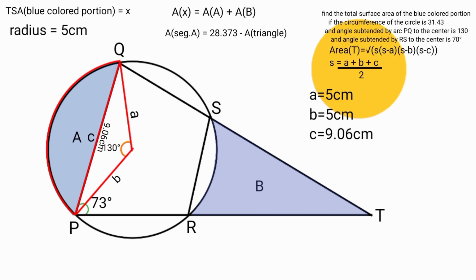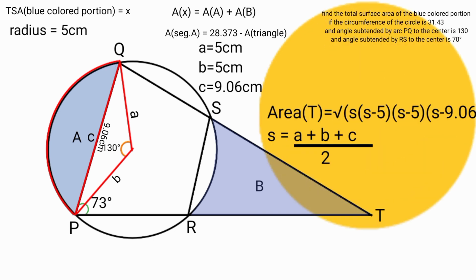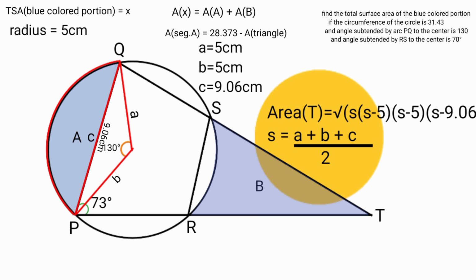So substituting here now to find the area of the triangle, area of triangle equal to square root of S open bracket S minus 5 open bracket S minus 5 open bracket S minus 9.06. But what is S? S here equal to A plus B plus C over 2. So substituting A equal to 5, B equal to 5 and C equal to 9.06 here, S equal to 5 plus 5 plus 9.06 all over 2, which if you press your calculator equal to 9.53.